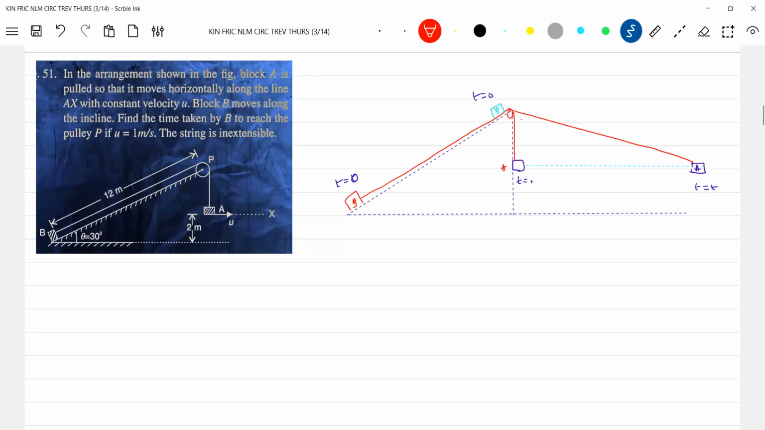Okay, we know the speed. And he has given the length of the rope, 12 meters. This is 30 degrees. What can be this height? 6 meters. This part is 2 meters. If this is 2 meters, this will be 4 meters. So what can be the length of this part of the rope? It should be 16 meters.